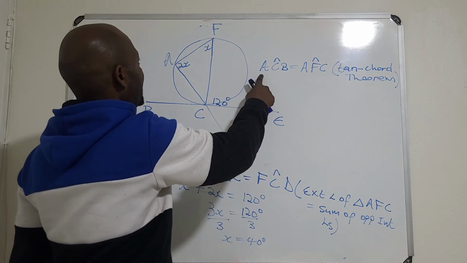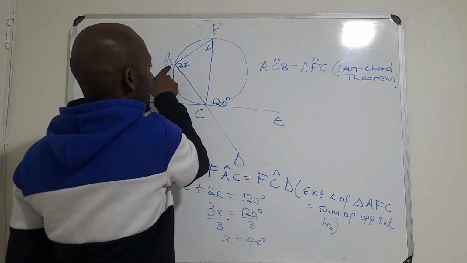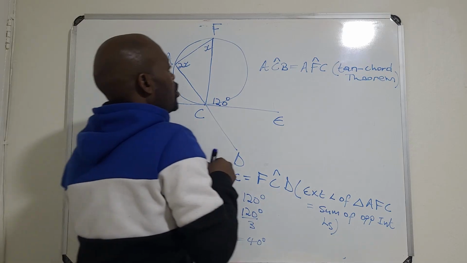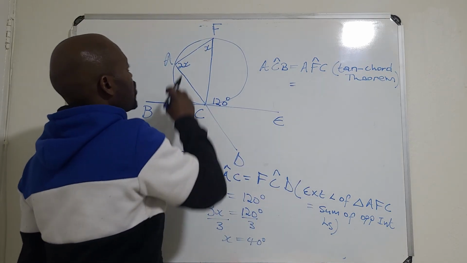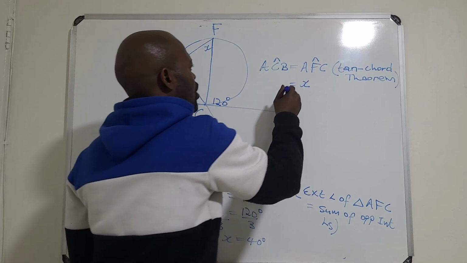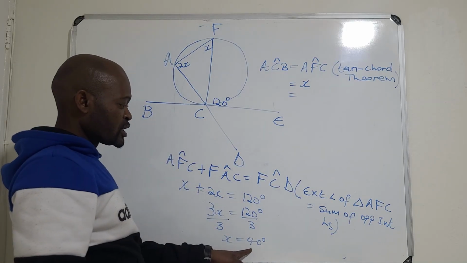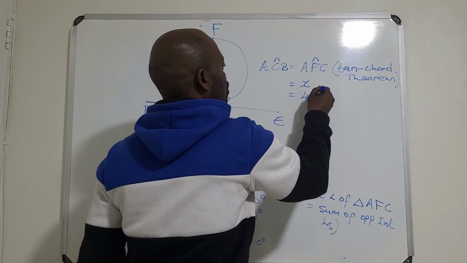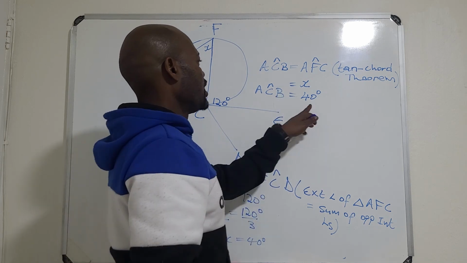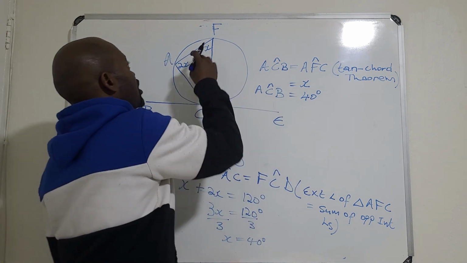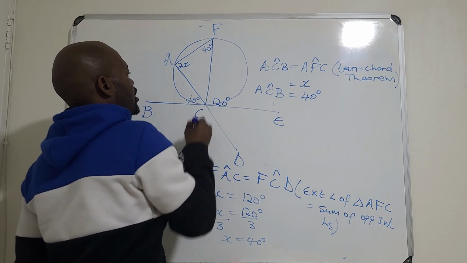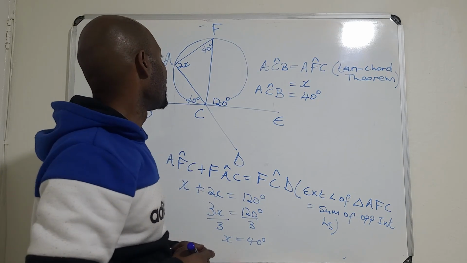Now, angle ACB, which is the angle that we are looking for. Obviously, this angle is equal to angle AFC, which is equal to x. But we know that x, we found it there, is equal to 40 degrees. Therefore, it means that angle ACB is equal to 40 degrees as well. Because here we've got 40 degrees, it means that also here we're going to have 40 degrees there.